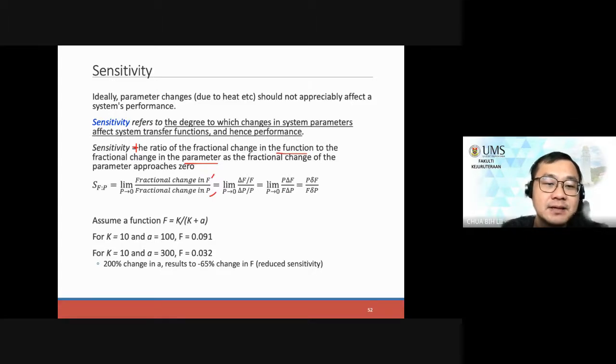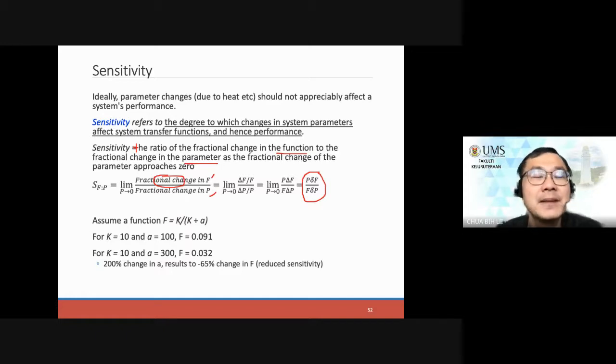And when we rearrange again, fractional change means delta f over f. Fractional change in p means delta p over p, the parameter itself. So when p approaches zero, then we can relate in this particular form. Again, it looks simple, looks complicated. But then when you come to the application point, where all the values come into the picture. So take this example. If you have a function given by k over k plus a, therefore you may not know what would occur, right?